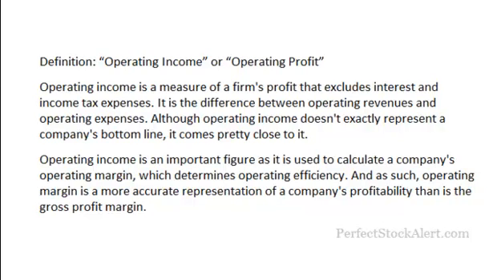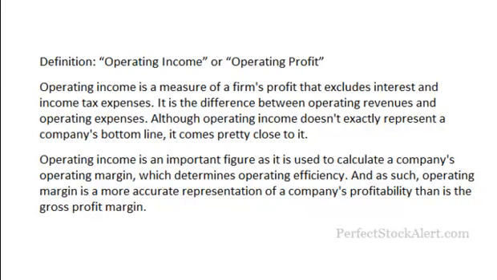Operating income is a measure of a firm's profit that excludes interest and income tax expenses. It is the difference between operating revenues and operating expenses. Although operating income doesn't exactly represent a company's bottom line, it does come pretty close. Operating income is an important figure as it is used to calculate a company's operating margin, which determines operating efficiency. And as such, operating margin is a more accurate representation of a company's profitability than is the gross profit margin.